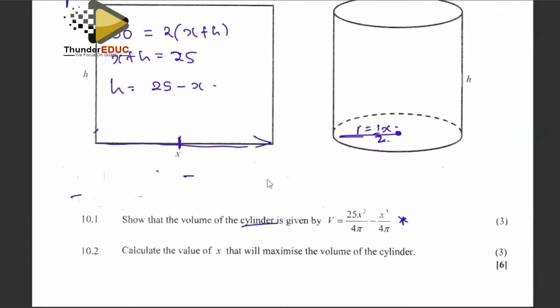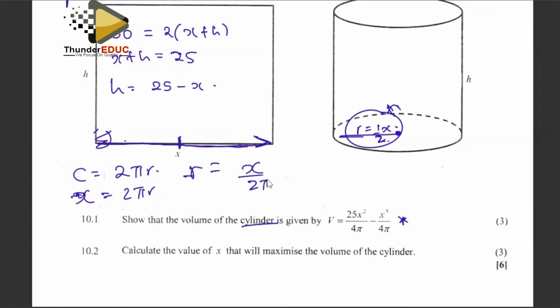Okay, so let's do this. We know that this x is going to represent the circumference, which means this assumption is a bit wrong. Okay, circumference is given as twice pi radius. No? Our circumference is x. Okay, but we need the radius. So twice pi radius, meaning that the radius is going to be x over twice pi.